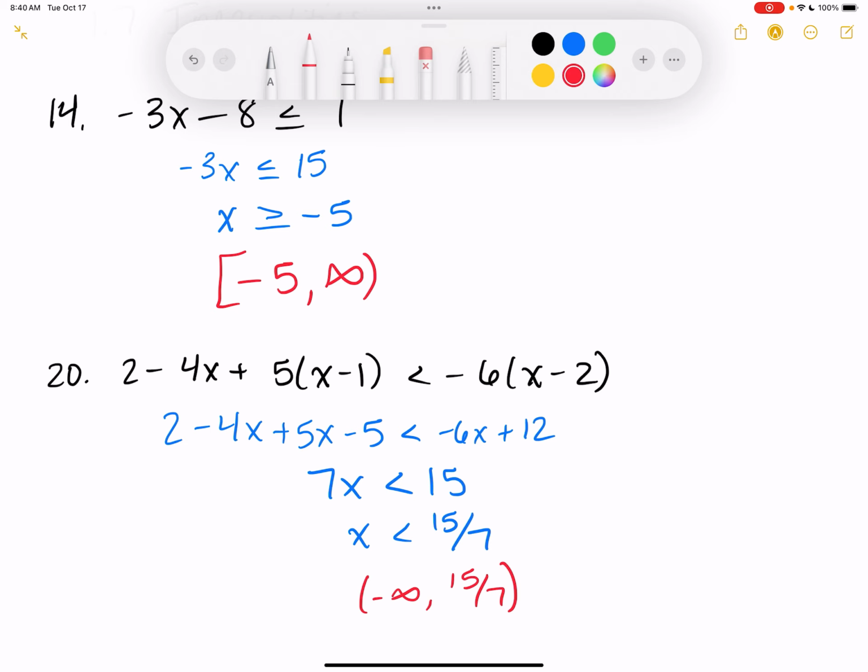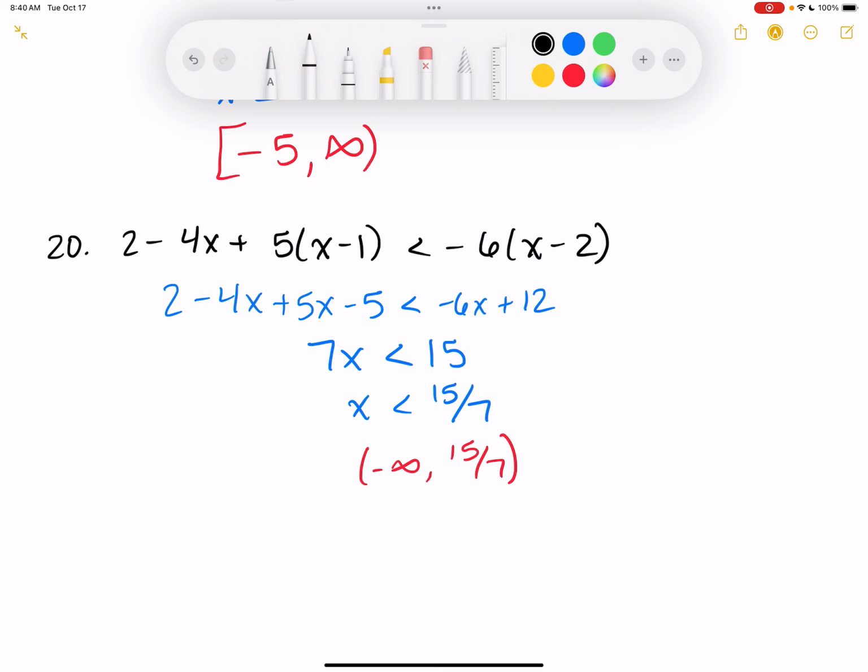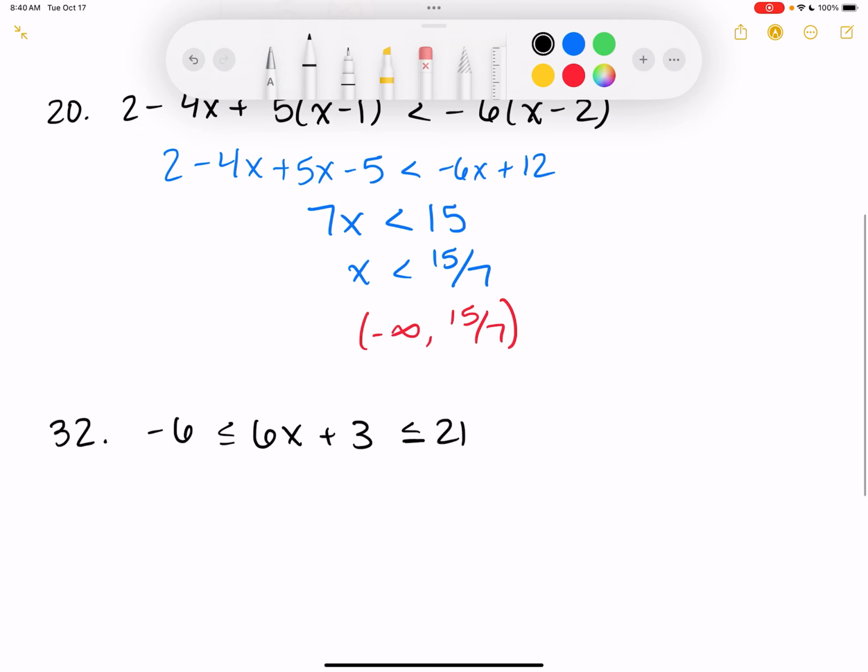So we can also have a compound inequality. These all break them up into sections, but they all basically say solve the inequality and write the answer in interval notation. So 32, we have negative 6 is less than or equal to 6x plus 3 is less than or equal to 21. What's going to happen with these is that we're going to end up with 2 endpoints instead of one of them being at infinity.